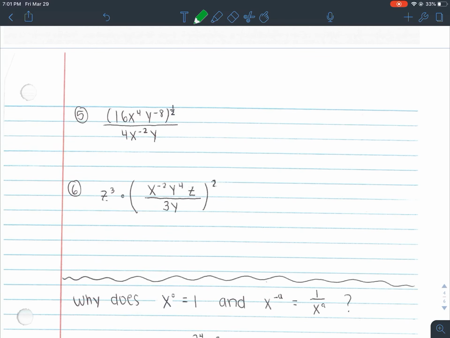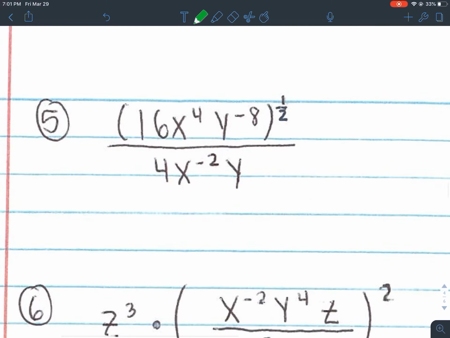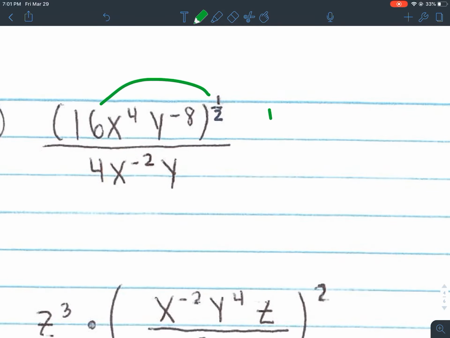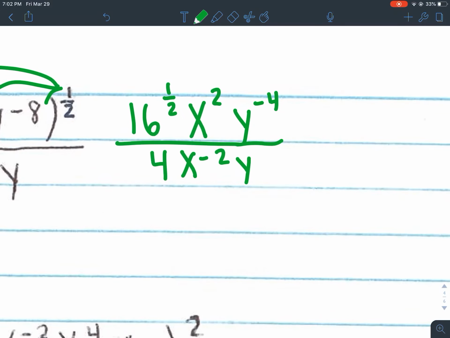Okay, we have 2 left, and then we'll talk about why certain rules are what they are. Now, 5 looks a little scary because our exponent here is a fraction, but you treat it just the same. You're still going to distribute. So, let's distribute. Let's do the first one first. We have 16 to the 1/2. Okay? We have x, and then we need to do 4 times 1/2, which gives us a positive 2. And then we have negative 8 times 1/2, which is negative 4. And that's all over 4x to the negative 2y.